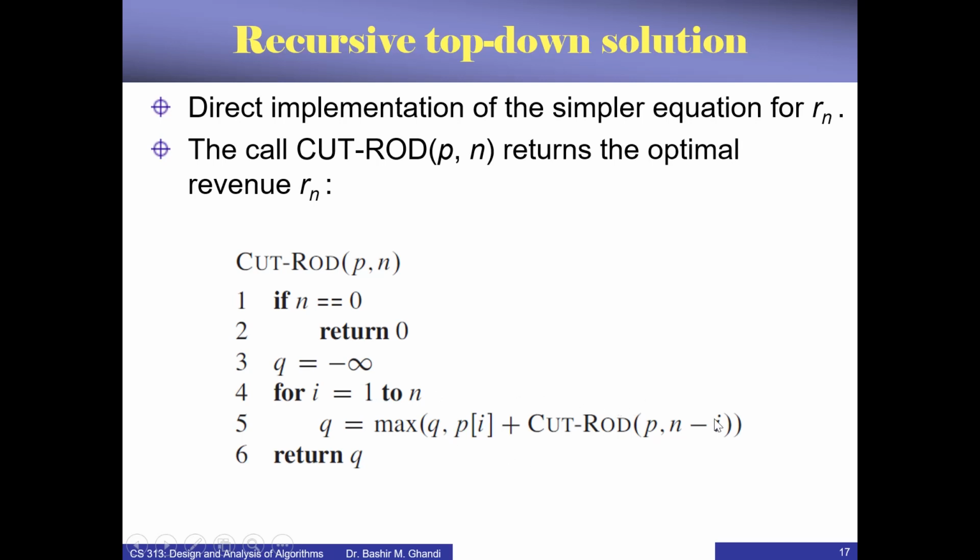So compute again for the next value of i, and the next one will be i equal to 2. Compare it with the previous value of q and update your maximum. So at the end of this loop, q will have been the maximum revenue. Just return it. This is basically the recursive top-down.